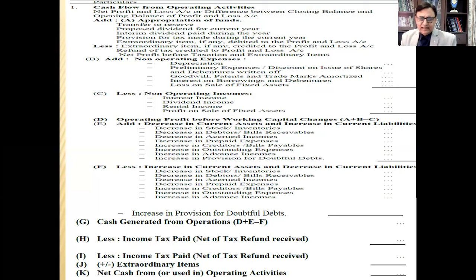Now let's come to its operational part, how it is actually operated, because we have defined that we have 4 steps. First step is dealing with the operating activities.